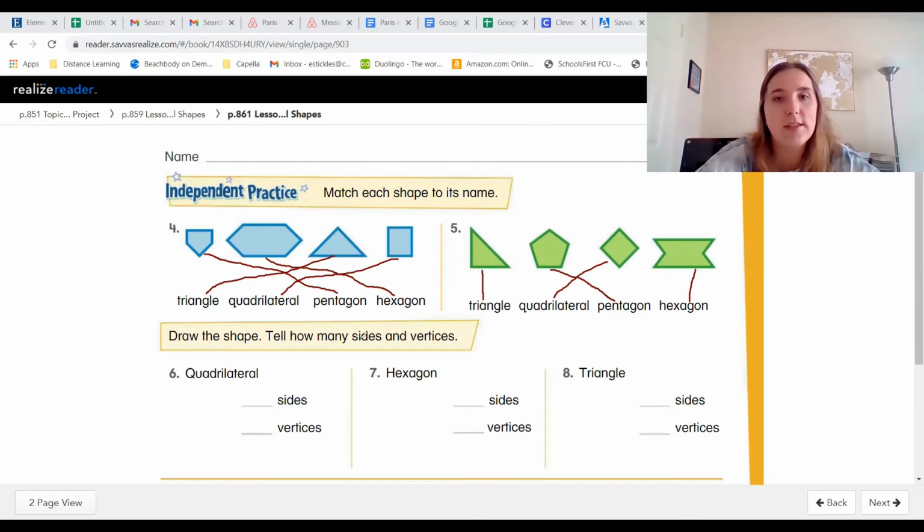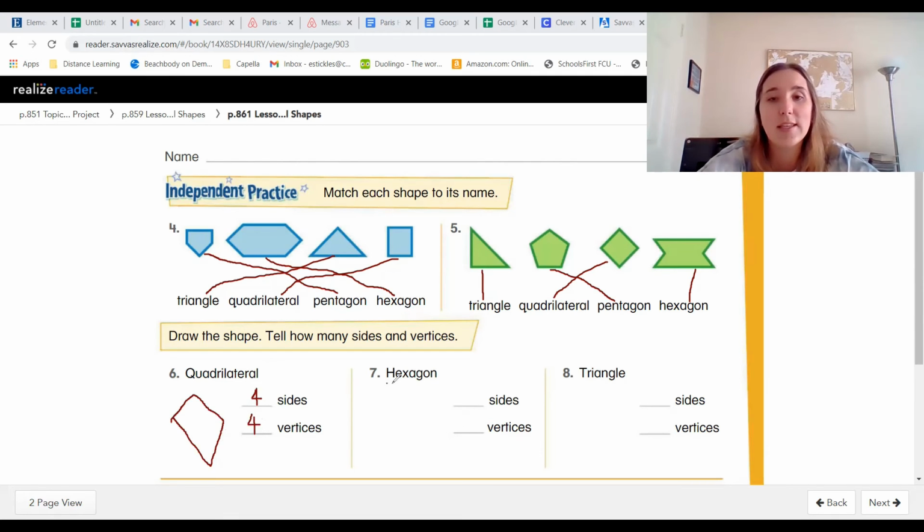Draw the shape and then tell how many vertices or how many sides and vertices. So we have to draw a quadrilateral. So your quadrilateral can look however you want it to, but all quadrilaterals have 4 sides and they have to have 4 vertices. So make sure that your quadrilateral has 4 sides and 4 vertices. I'm going to draw one side there, one here, one there, and one there. So mine has 1, 2, 3, 4 sides and 1, 2, 3, 4 vertices.